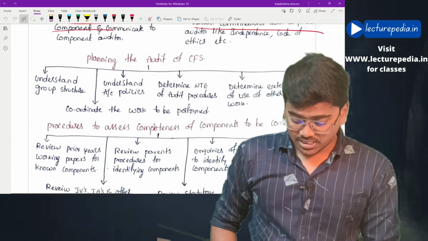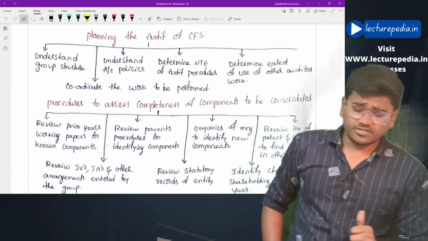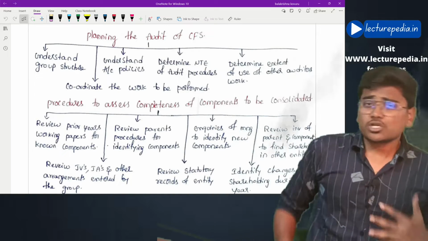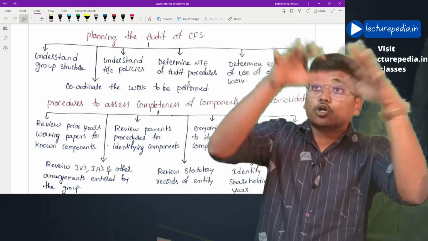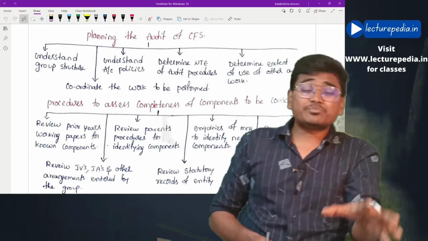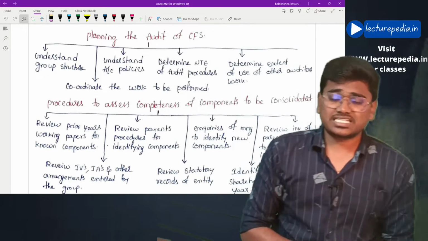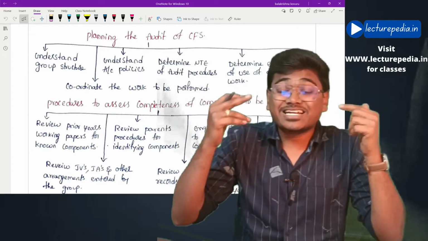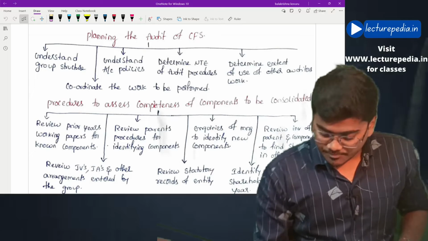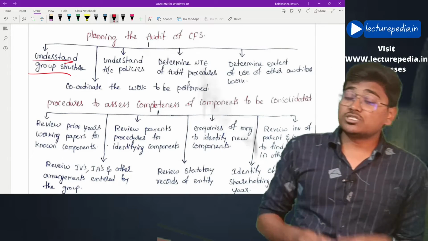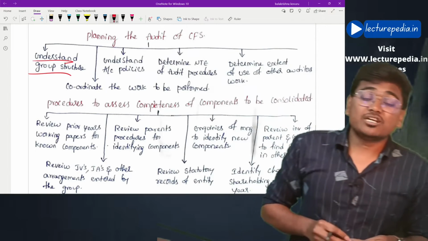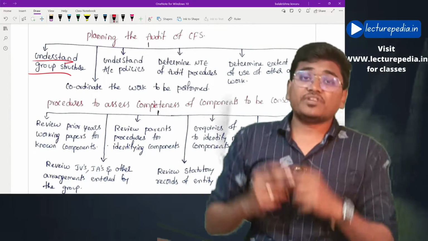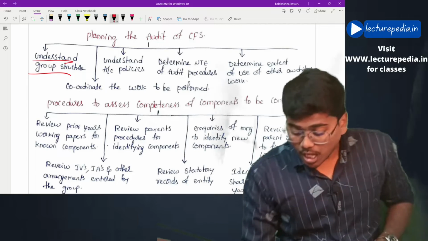Next, coming to the planning of audit of consolidated financial statements. How will the auditor plan the audit of consolidated financial statements? First of all, the auditor will obtain understanding of the group structure. How many subsidiaries there are, how the subsidiaries are structured, how many associates are there, how they are structured. Like this, he will first of all obtain understanding of the group structure. Next, he will understand the accounting policies that are being followed for the preparation of consolidated financial statements and for the preparation of standalone financial statements. So he will obtain understanding of the accounting policies.